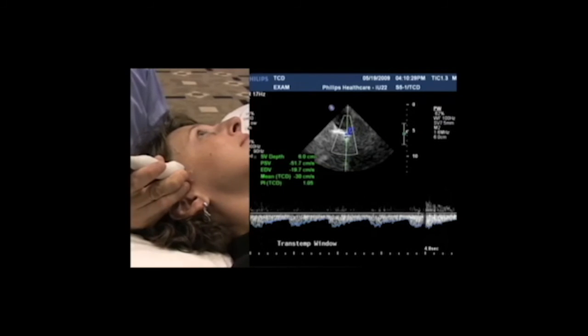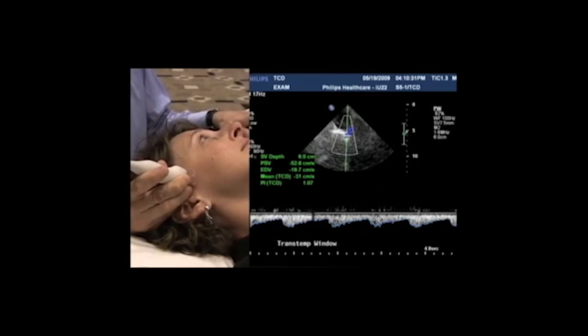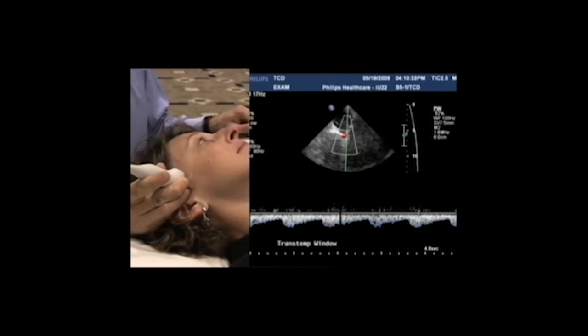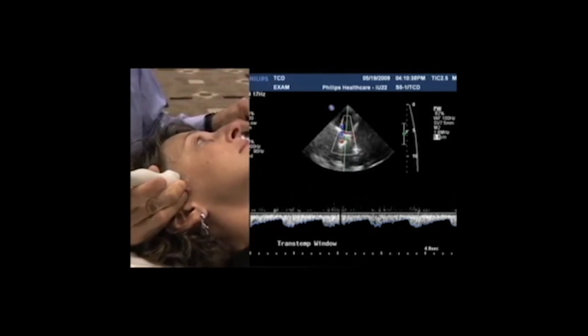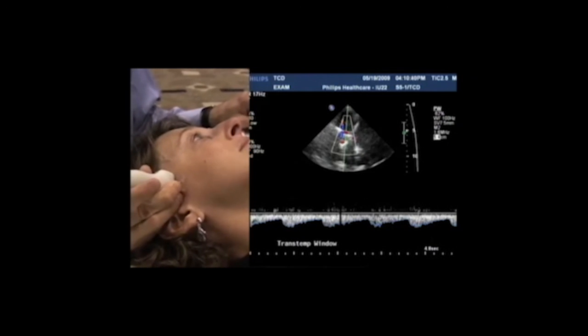The probe then sends this information to the computer and its velocity is calculated. Rather than an image of an organ being reconstructed, a visual representation of the blood's velocity and direction can be reconstructed and measured in real time.